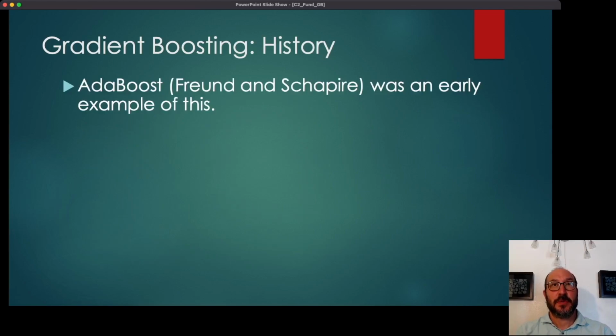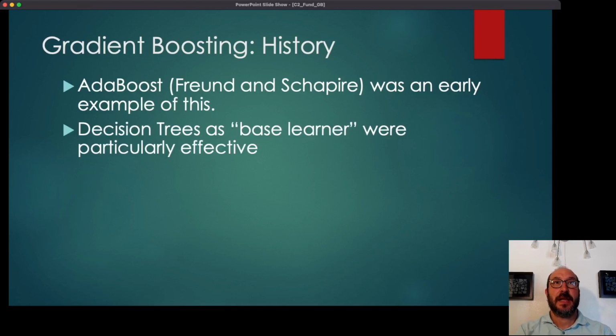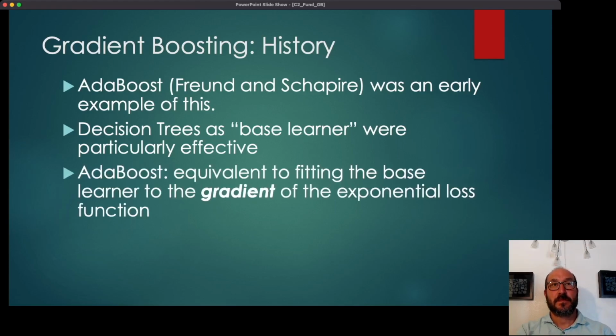AdaBoost was an early example of a boosting algorithm. And they found that using a decision tree as the base learner worked particularly well. What I just described previously, you could use with any model that does classification and do the boosting process, but they found that decision trees worked particularly well in this process. Then people analyzed this AdaBoost algorithm and they realized that it was equivalent to fitting the base learner to the gradient of an exponential loss function.